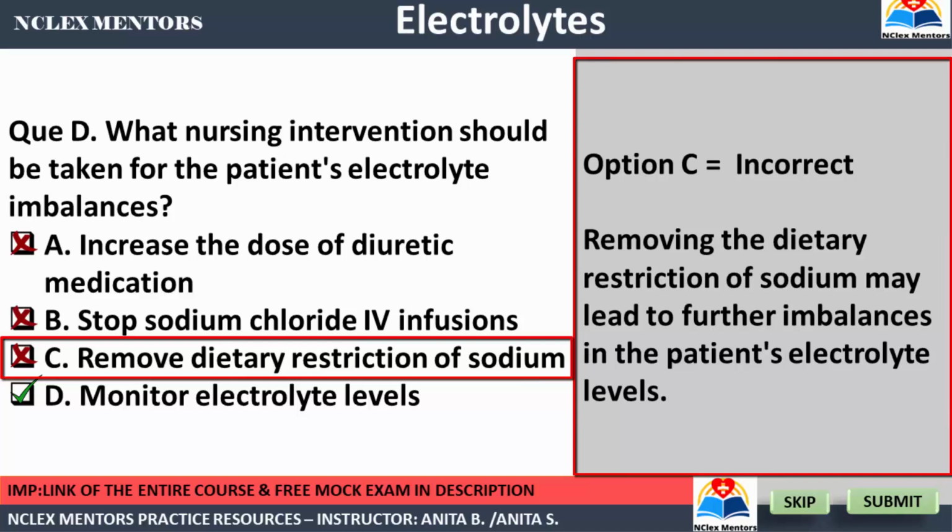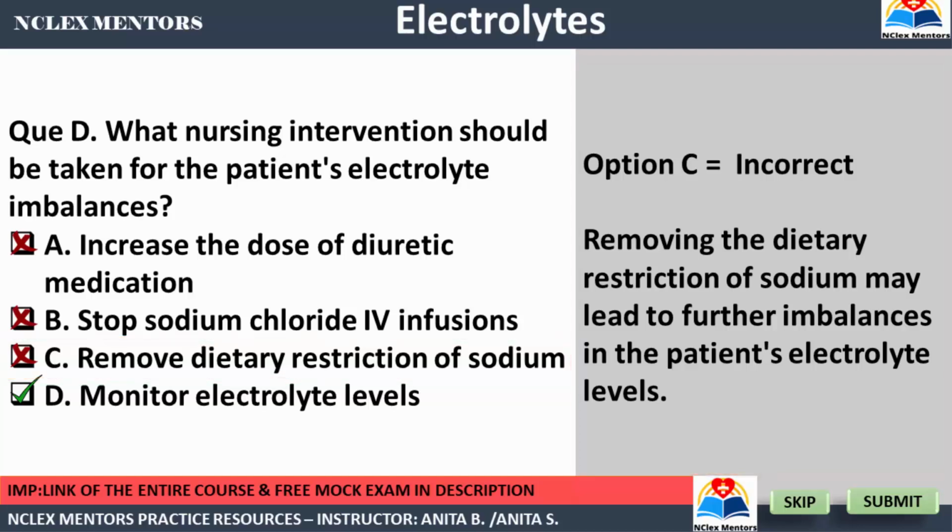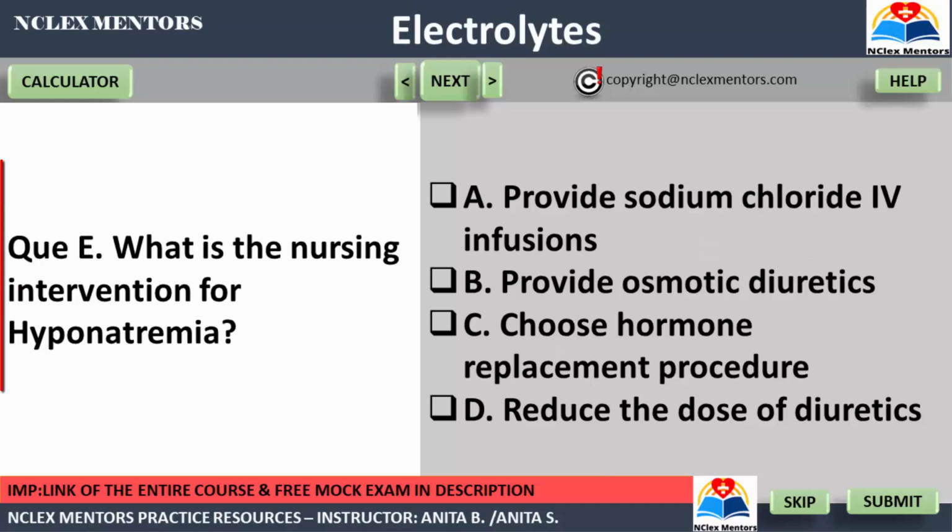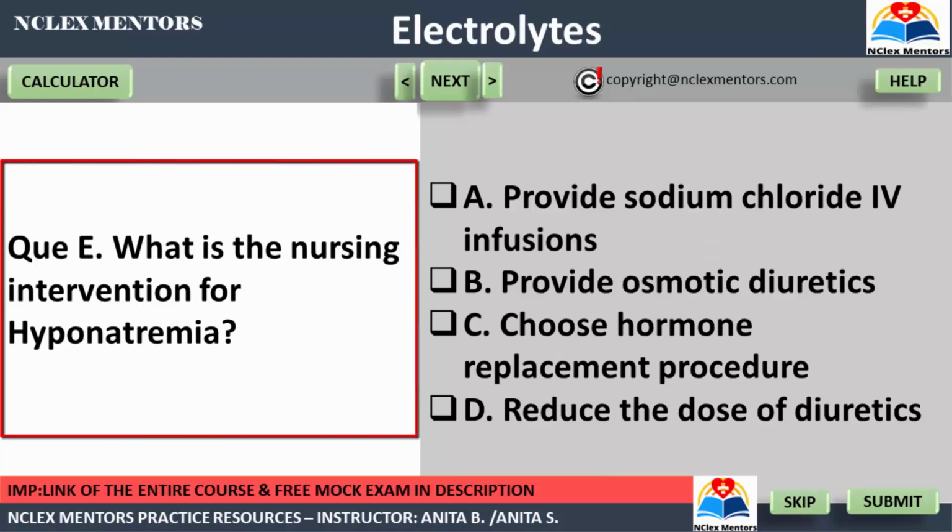Option C is incorrect because removing the dietary restriction of sodium may lead to further imbalances in the patient's electrolyte levels. Let us see another question for more practice. What is the nursing intervention for hyponatremia?